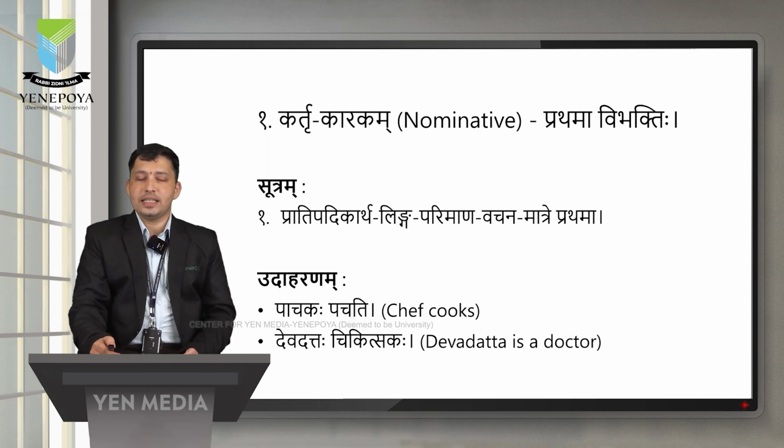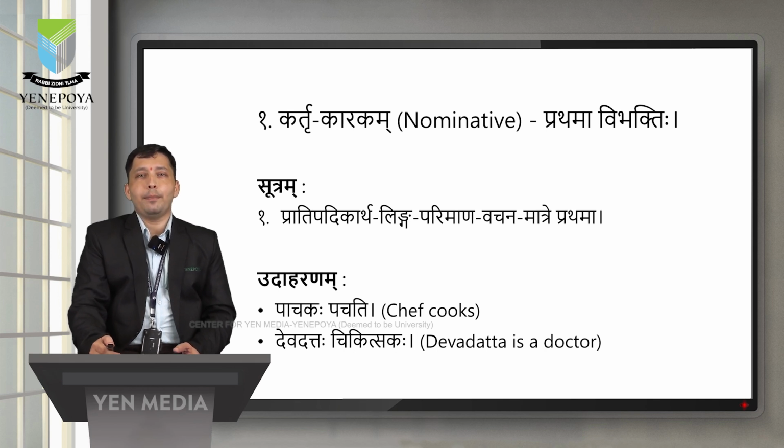So the first Karaka is Kartru Karakam and it represents Prathama Vibhakti. Here there is a sutra: Pratipadikartha Linga Parimana Vachana Matre Prathama. Pratipadika is the root of a noun or root of Namapada. That means any naming word comes under Pratipadika. Linga means gender, it may be masculine, feminine or neuter, called in Samskrita Pullingaha, Strilingaha and Napumsakalingaha.